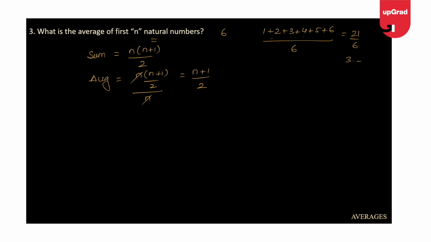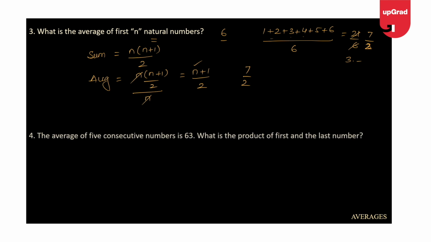You can even cross check it here. There were 6 natural numbers, so my n is 6. So 6 plus 1 gives me 7, and 7 by 2. You do not get confused because this upon cancellation will give me the same value, 7 by 2. So this is 3.5. That's how it is. Let's look at another one.